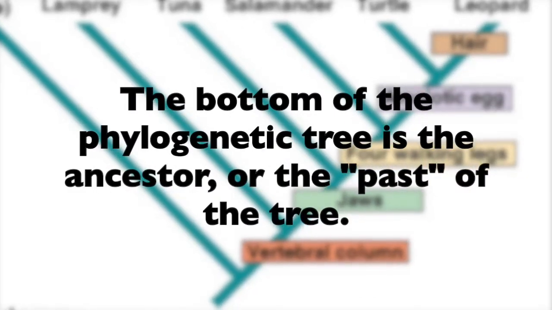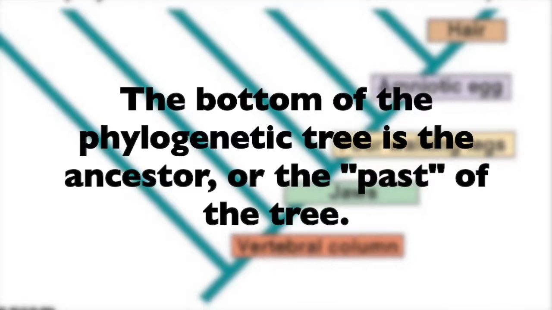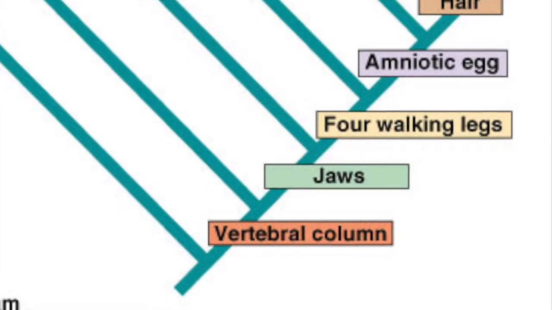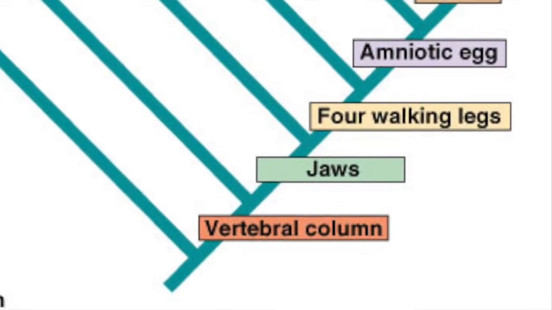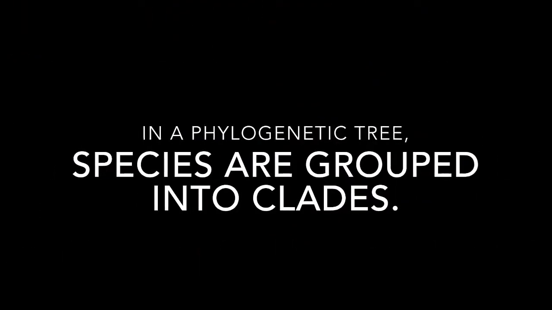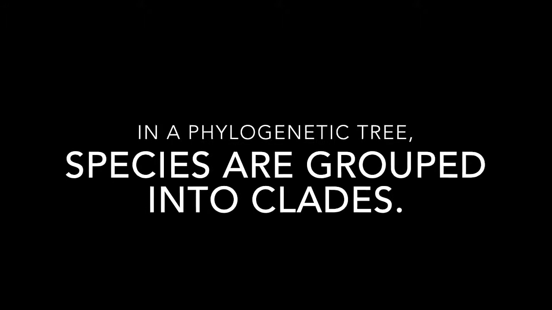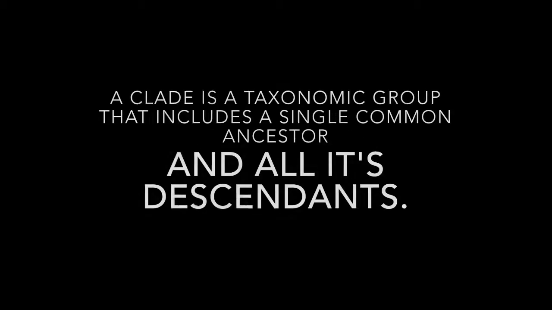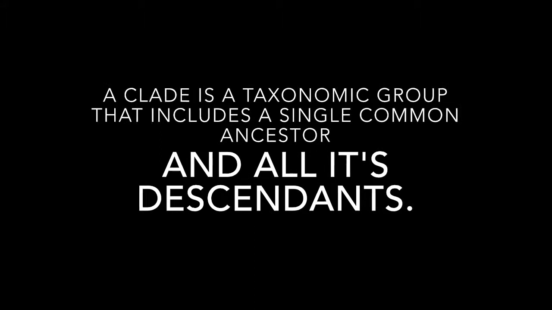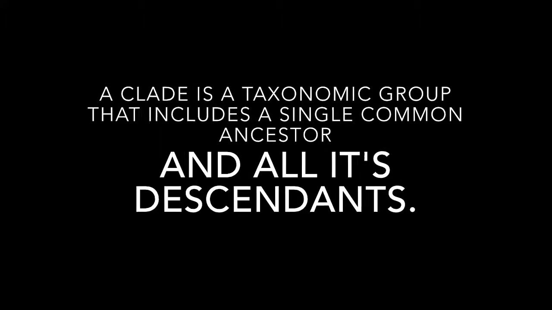The bottom of the phylogenetic tree is the ancestor, or the past of the tree. The closer to the bottom of the tree, the older the species. In a phylogenetic tree, species are grouped into clades. A clade is a taxonomic group that includes a single common ancestor and all of its descendants.